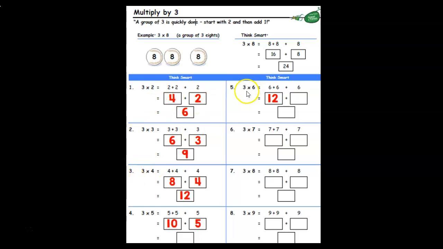Let's look up here. It says 3 times 6, that's 2 6s, which is 12, one more 6, which is 18. Let's look at 3 times 7, which is 2 7s, plus one more 7, is 21. Then we have 3 times 8, 2 8s is 16, one more 8 is 24. Now look at 3 times 9, 2 9s is 18, one more 9 is 27.